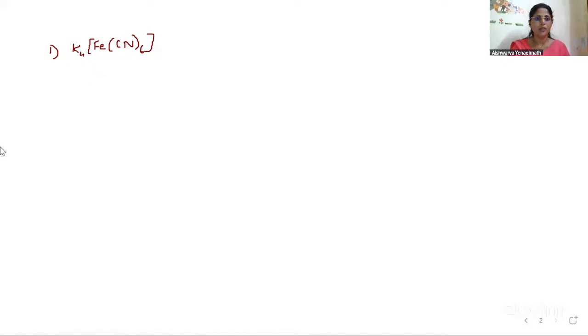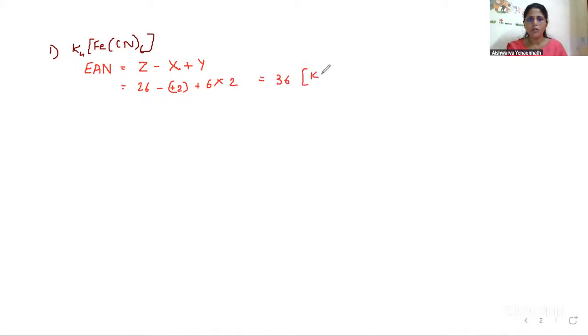So I want to calculate the effective atomic number. EAN is equal to what? It is equal to Z minus X plus Y. What is Z? Z is the atomic number of the metal in this complex. So for Fe, the atomic number is 26, minus the charge carried by Fe, which is plus 2, plus how many ligands? 6 into 2. This is correct. So how much? Calculate. It becomes 36, which is nothing but the atomic number of the next noble gas, that is krypton.